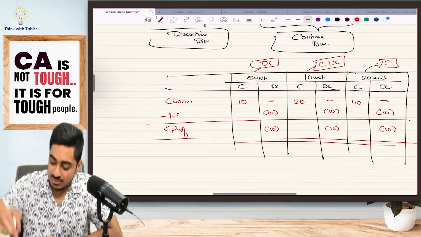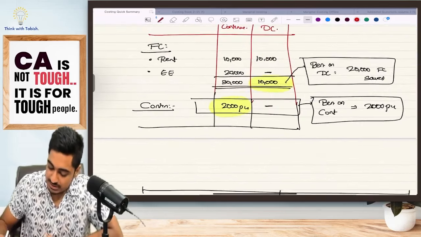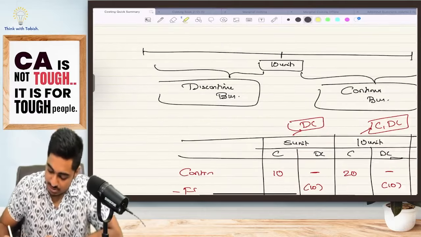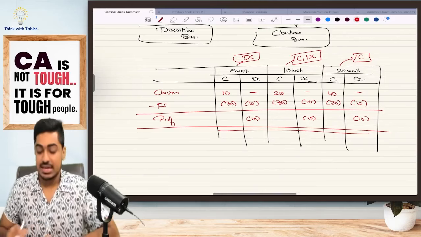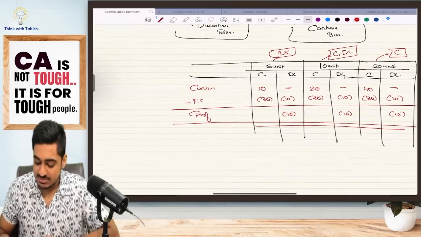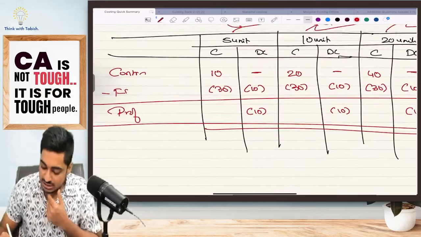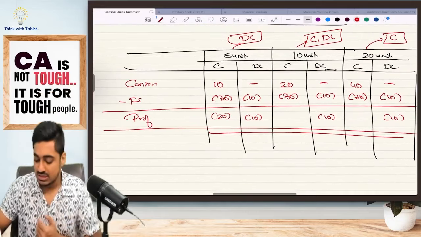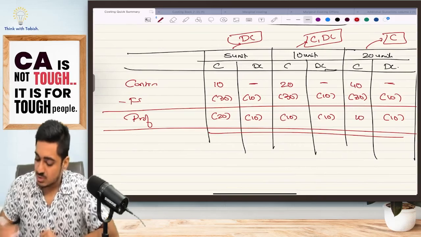And if I am continuing my business, how much fixed cost do I have to pay? Sir, 30,000 fixed cost I should be paying. Tell me, if I continue my business and I am selling 5 units, 10,000 contribution I'll have. 30,000 fixed cost I'll have to pay. That means how much will be my loss? 20,000. Yes, 10 units means 20 minus 30.